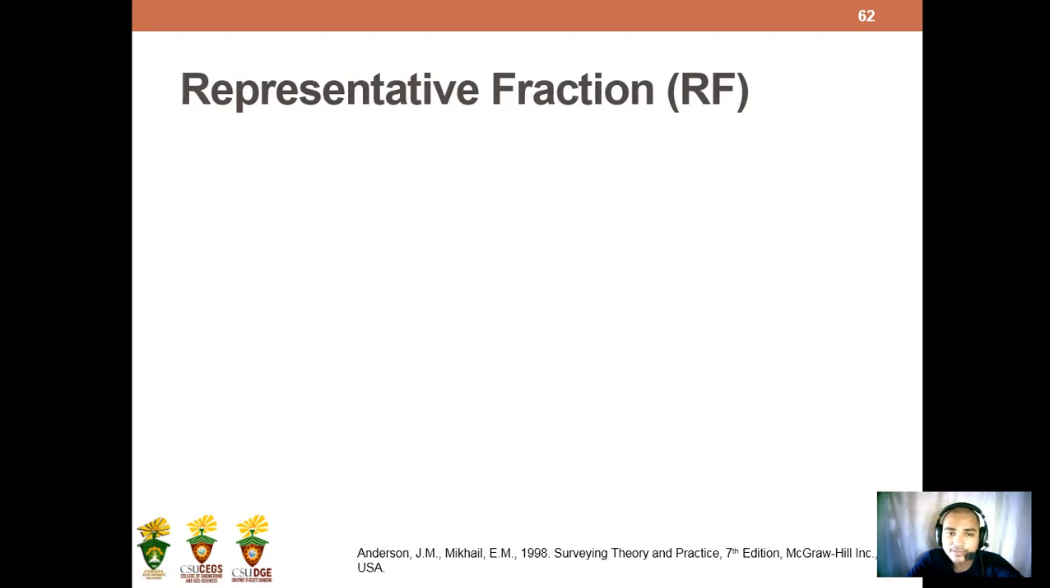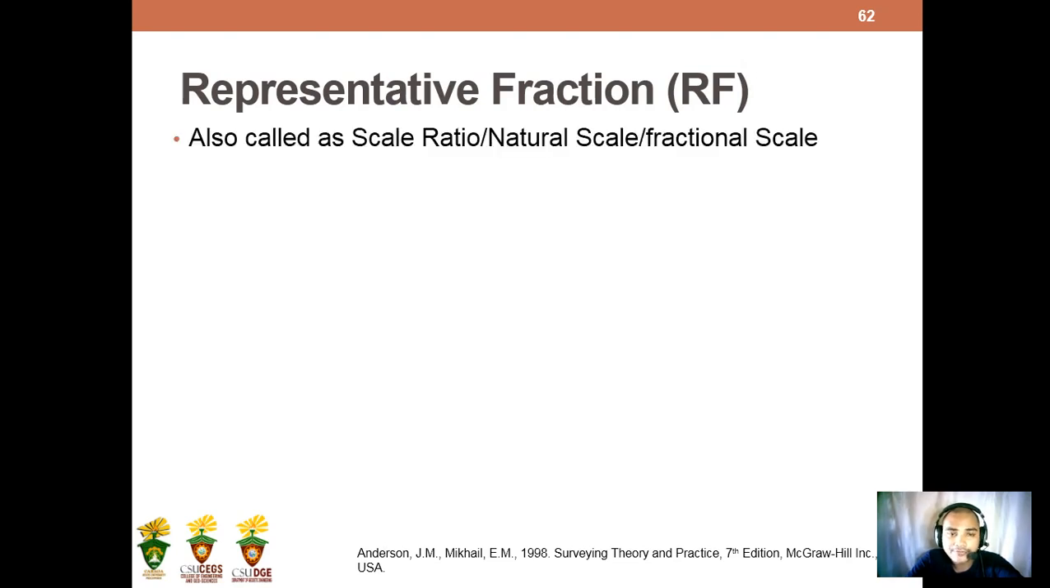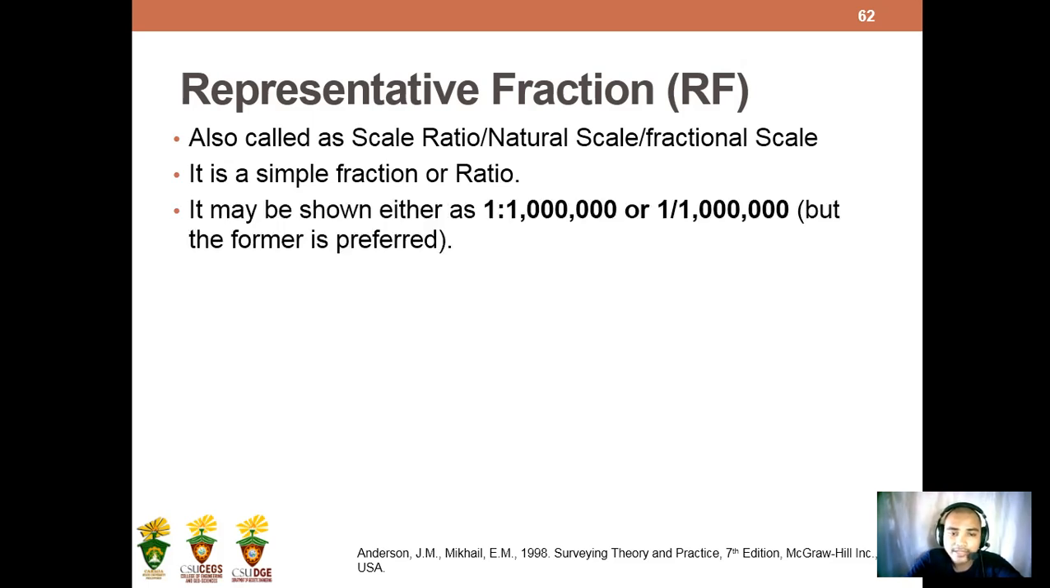Scale can be expressed in various ways. First is the representative fraction, or RF. RF is also called the scale ratio, natural scale, or fractional scale. It's just a simple fraction or ratio form. It can be shown either as 1:1,000,000, using the colon, or we can express it as a fraction, 1/1,000,000. But the preferred one between the two is the first.